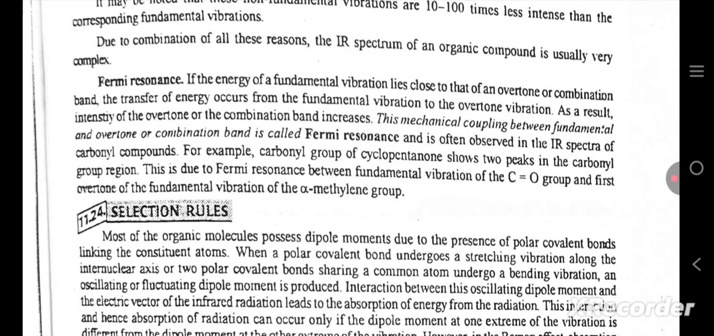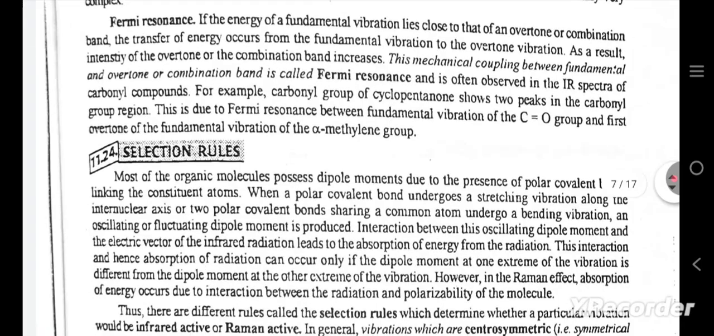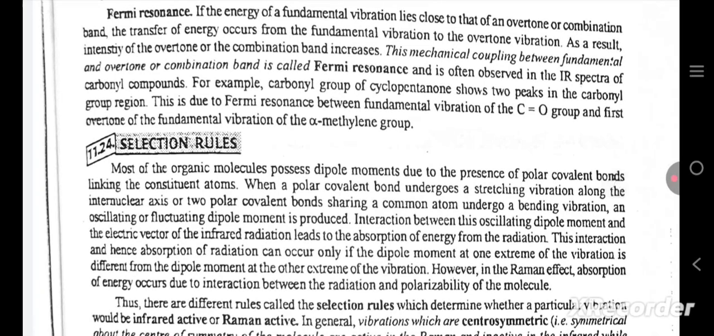For example, the carbonyl group of cyclopentanone shows two peaks in the carbonyl group region. This is due to Fermi resonance between the fundamental vibration of the C=O group and the first overtone of the fundamental vibration of the alpha methylene group.